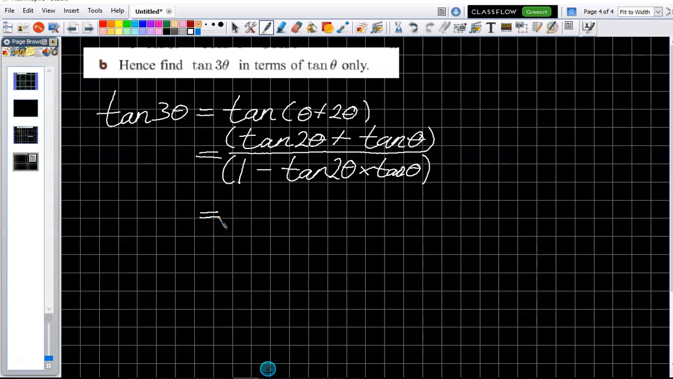And then we simplify it even more. Tan 2 theta equals 2 tan theta upon 1 minus tan squared theta, plus tan theta. Uh-oh. Let's fix that up.